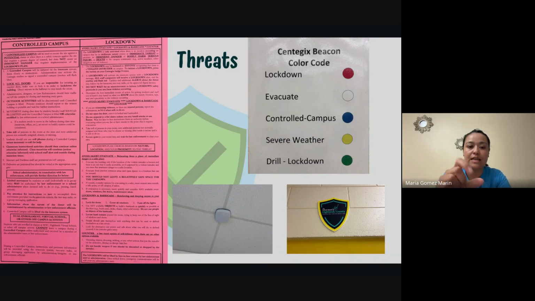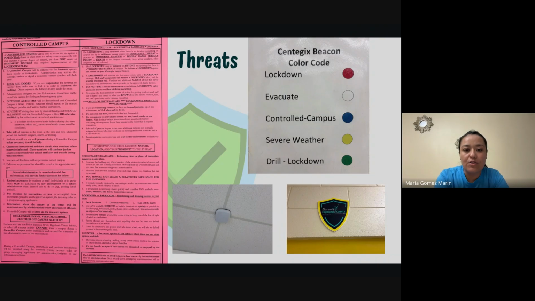And also there's a Syntegrity beacon that is right on the ceiling of the classroom, and it lights with different colors. These colors are labeled according to each situation. So if the light is red, it's a lockdown. If it's white, they have to evacuate. If it's blue, it's a controlled campus, so they have to remain in their classrooms. If it's a severe weather drill, it has to be a yellow light. And if it's a lockdown drill, the light is going to be green.